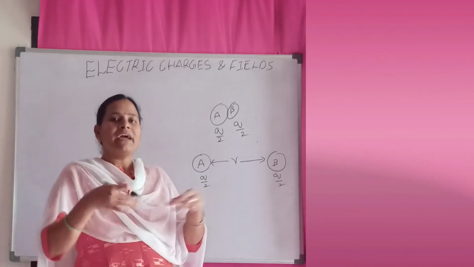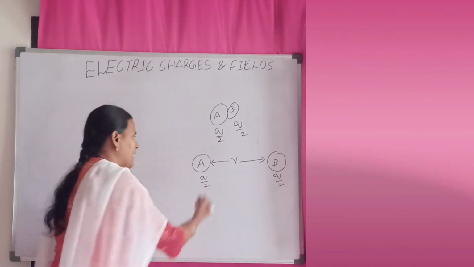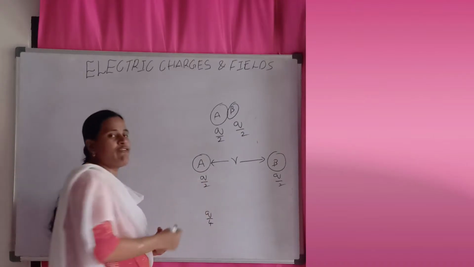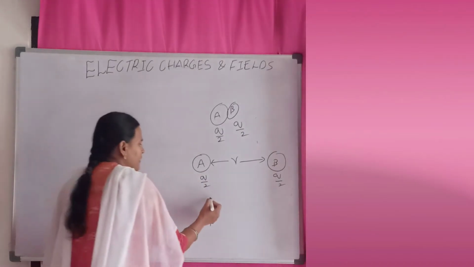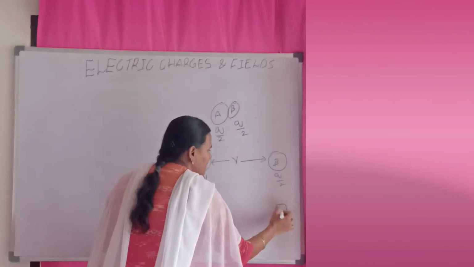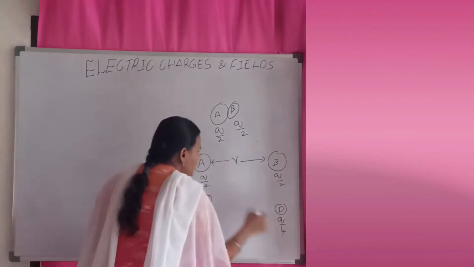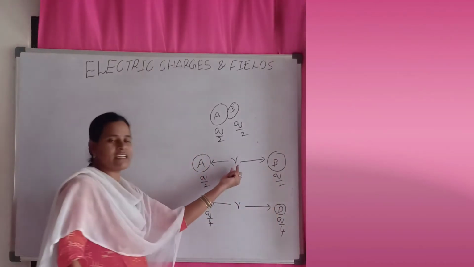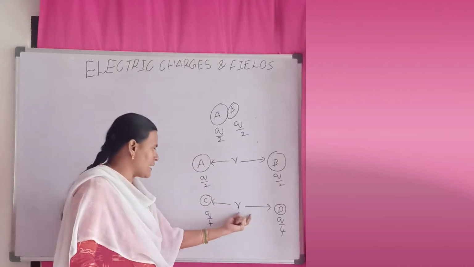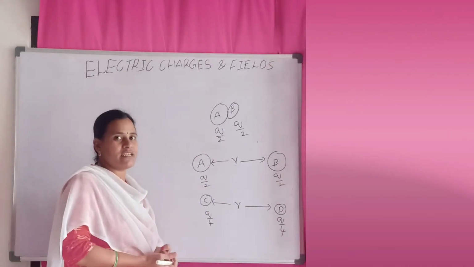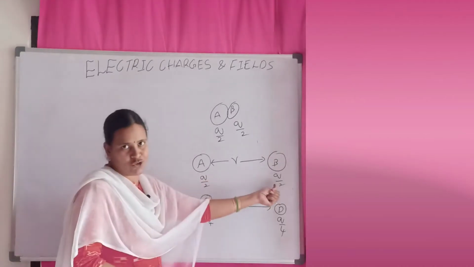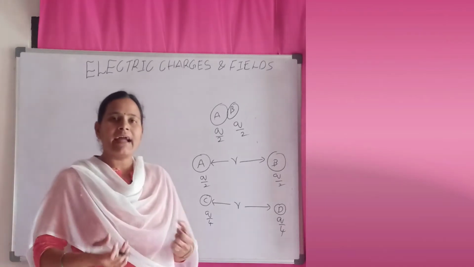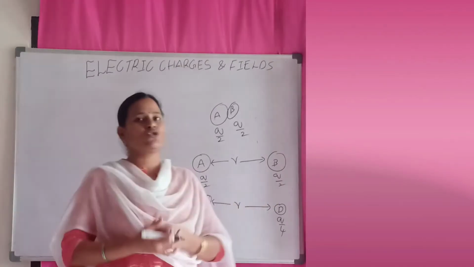In the same way, he took two more spheres, C and D, and added them to these two, and got charges of Q by 4 on the bodies. He separated them by the same distance R, so he fixed the distance between the two. In the first case the distance is r, and in the second case the distance is also r. But what is the change here? Here the charge is Q by 2, but here the charge is Q by 4. So he changed the charges and observed the force between these two spheres.